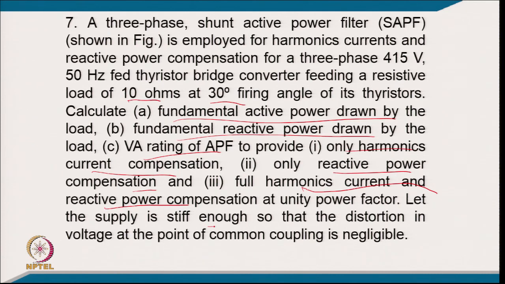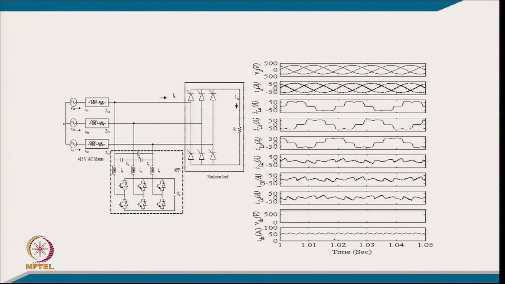Let the supply be stiff enough so that the distortion in the voltage at the point of common coupling is negligible. This is the typical circuit: we have a load here, a thyristor converter with R load, and a shunt active filter connected at the PCC. After putting in the values and making the model, these are the waveforms: the 3-phase supply voltage, and the supply grid current, which is in phase with the supply voltage. Only case one is taken here, that is, providing all the components. These are the load current, the shunt active filter current, the regulated DC link voltage, and the DC current on the resistance side.